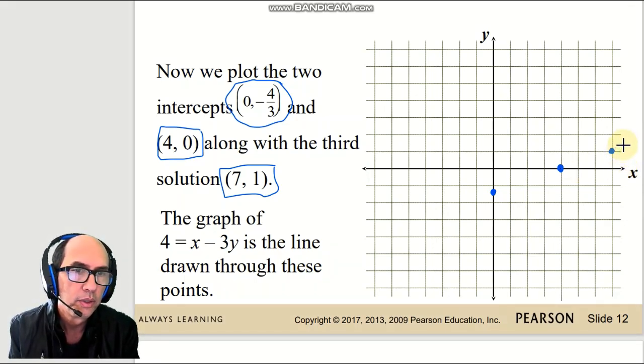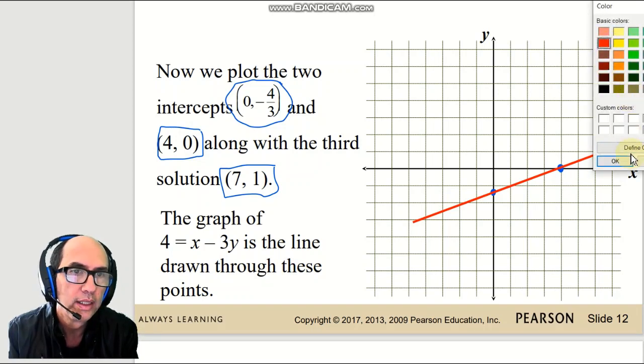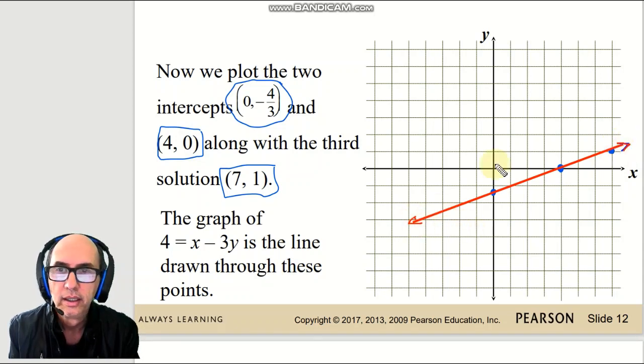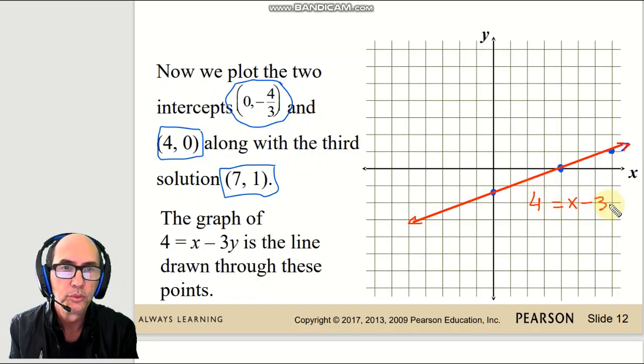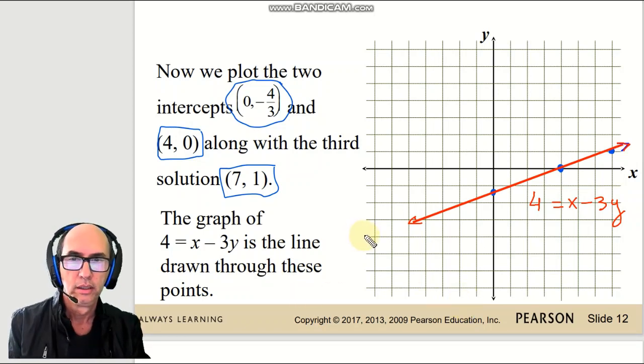And we will draw the line. Yeah, you can use red, and this is blue. Let's use red. Red. That is the graph of 4 equals x minus 3y. Great.